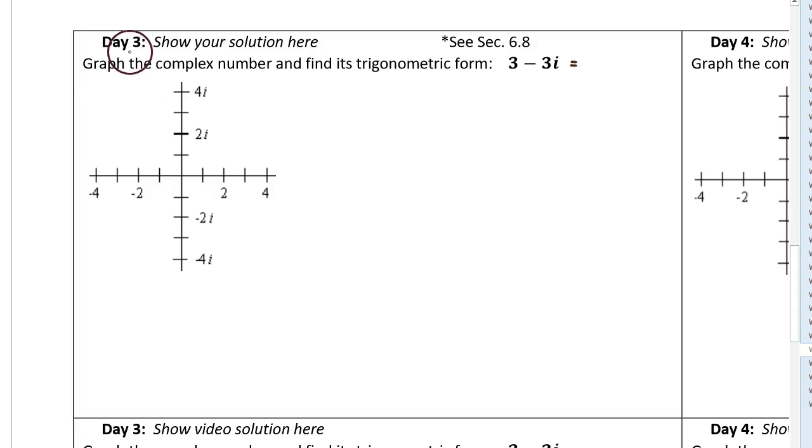Here's the solution for day 3. Graph the complex number and find its trigonometric form. 3 minus 3i in standard form would be 3 plus negative 3i.